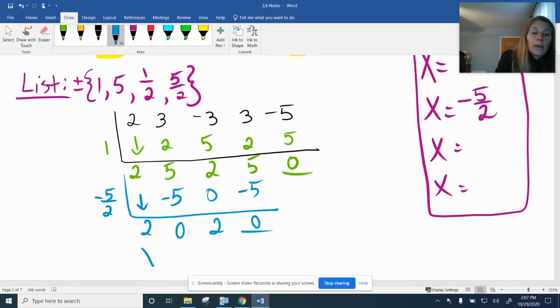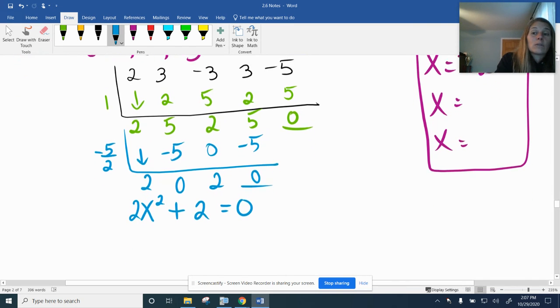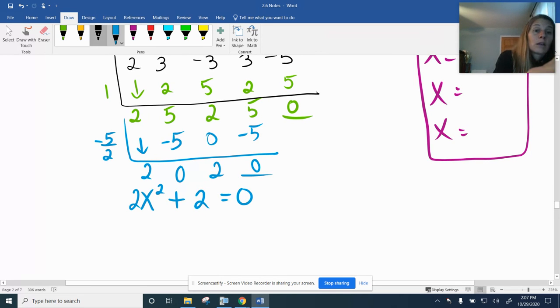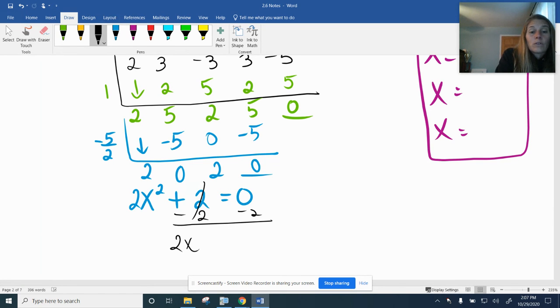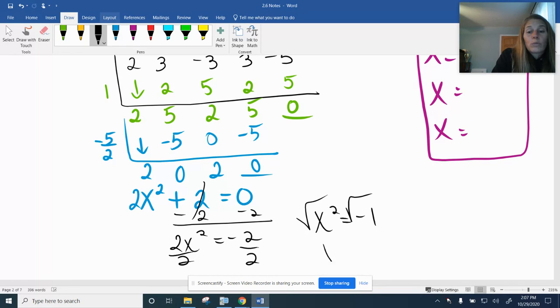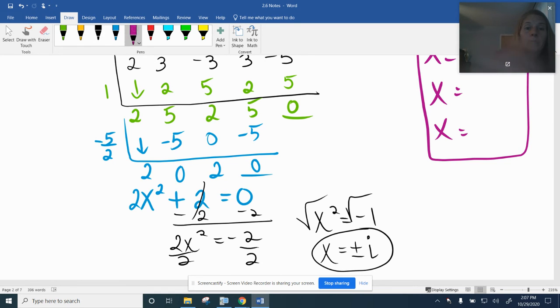So now we're left with 2x squared plus 0x, which I'm not going to bother to write, plus 2 equals 0. And this is what we need to solve to find those remaining 2 solutions, which we can tell are imaginary. So in order to solve this, I'm just going to try to get my x squared by itself. So I have 2x squared equals -2. Divide both sides. I have x squared equals -1. And of course, when I square root both sides, I get positive or negative, and the square root of 1 is simply i. So my remaining 2 solutions here are positive i and negative i.